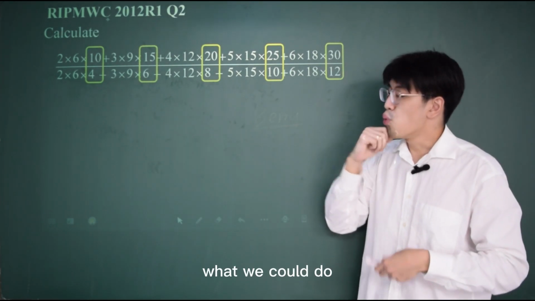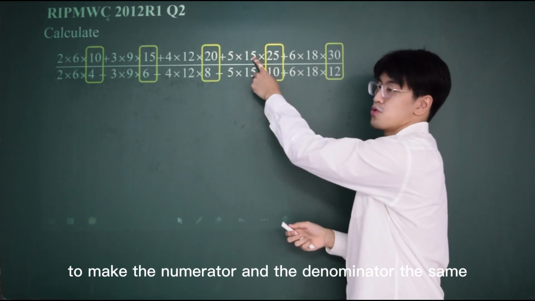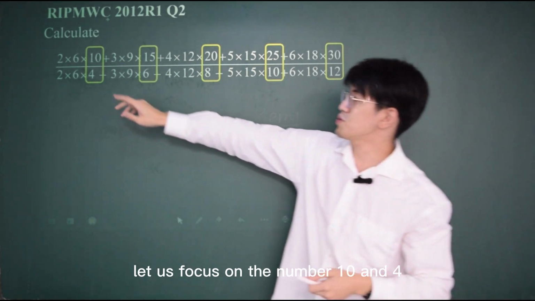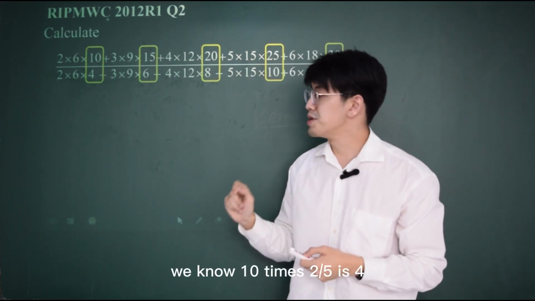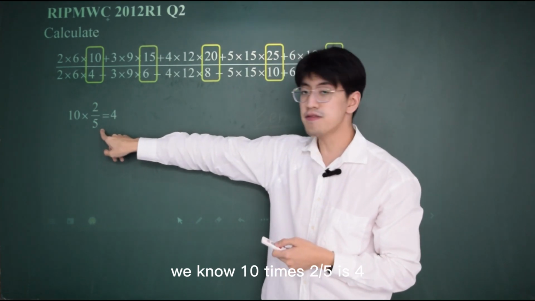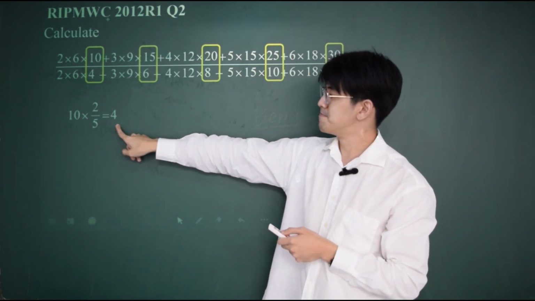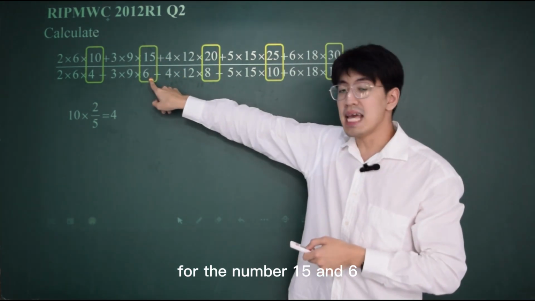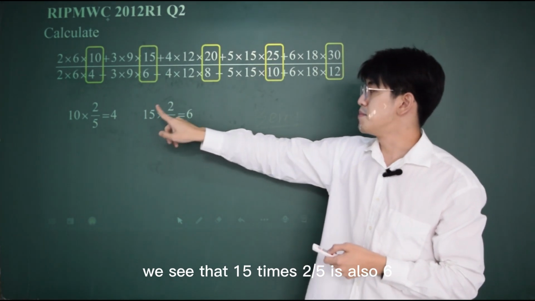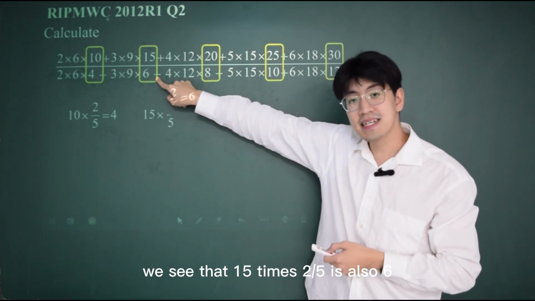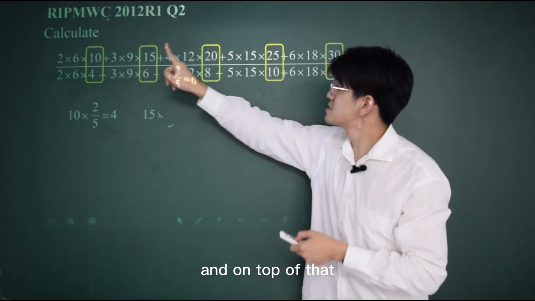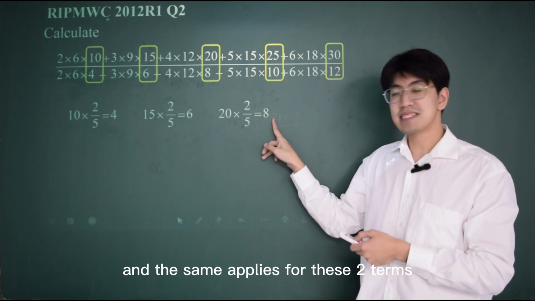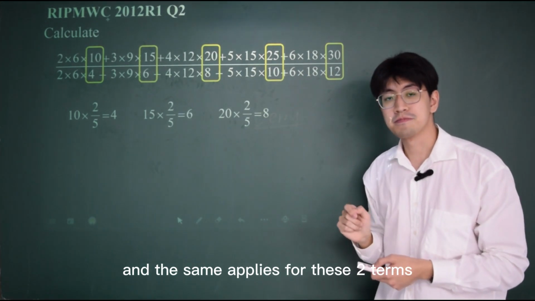So, what could we do to make the numerator and the denominator the same? Let us focus on the numbers 10 and 4. We know 10 times 2/5 is 4. Let us keep that in mind. For the numbers 15 and 6, we see that 15 times 2/5 is also 6. And on top of that, 20 times 2/5 is 8. And the same applies for these 2 terms.